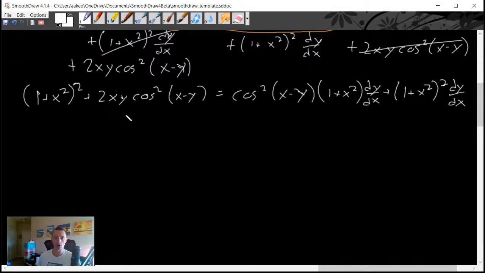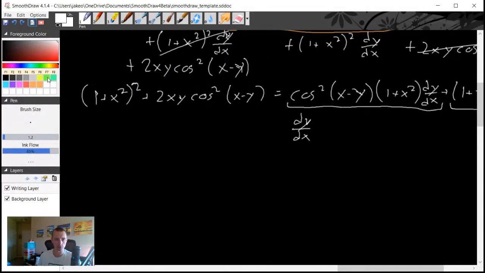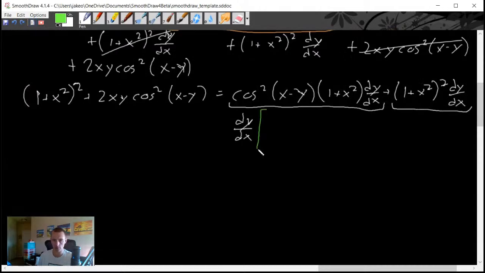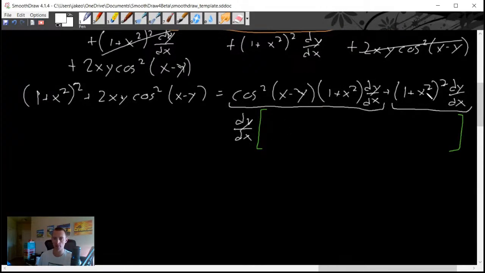But now that we've gotten our dy dx terms on the right side, our non-dy dx terms on the left side, what we can do is factor out the dy dx from both of these terms on the right side, right? There's one term right there. There's one term right there. Both of them have dy dx times a bunch of stuff, right? So we can factor out the dy dx from each of those terms. And what I'm going to do here is color coordinate things to make it a little easier to read. So dy dx is going to be pulled out of both of these terms.